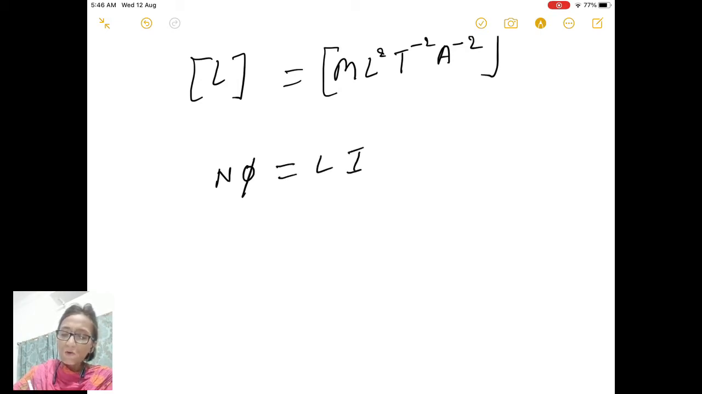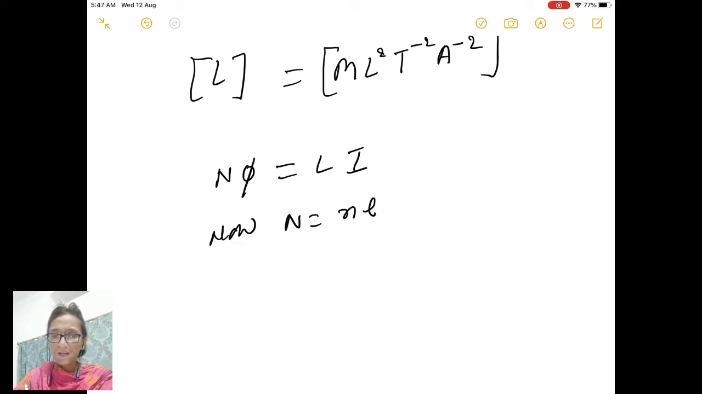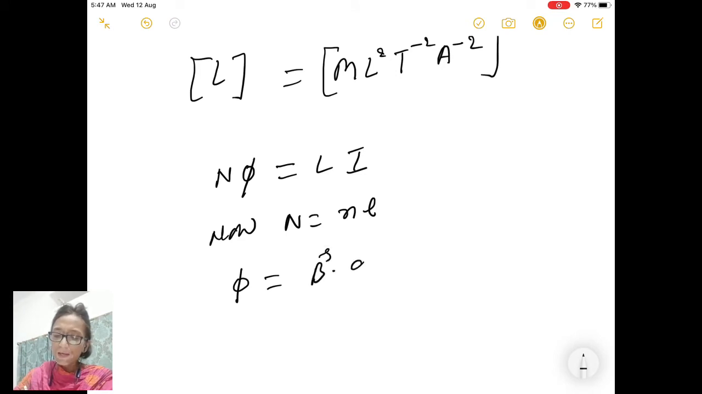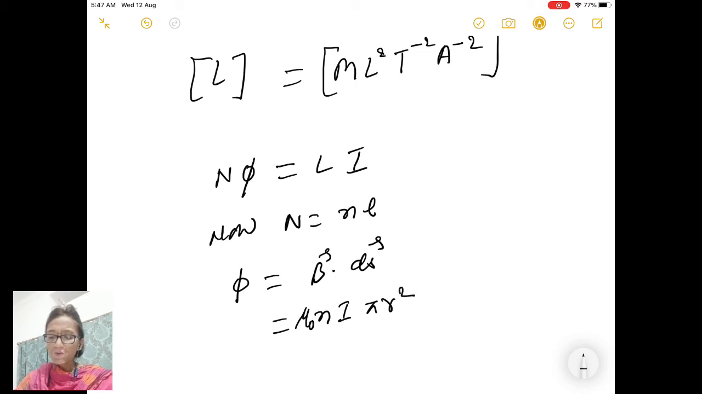So Nφ is equal to LI. Now N is equal to n times l, where n is the number of turns per unit length, and the flux φ is equal to ∫B·dS. Putting in the magnetic field of a solenoid, B = μ₀nI, where I is the current flowing through the solenoid, small n is the number of turns per unit length, and the area dS is equal to πr².